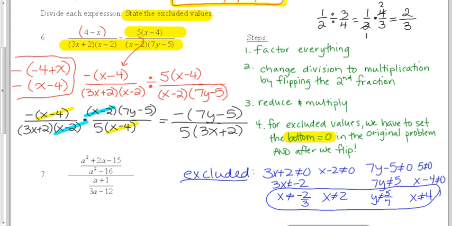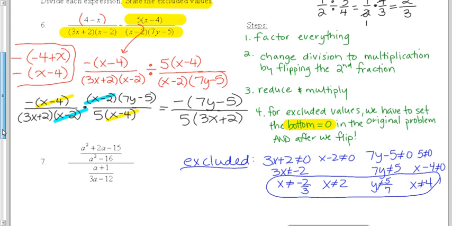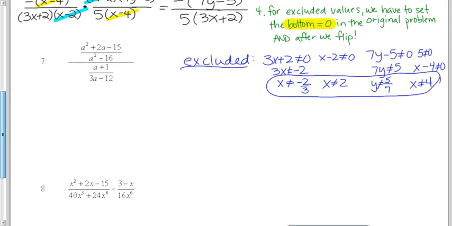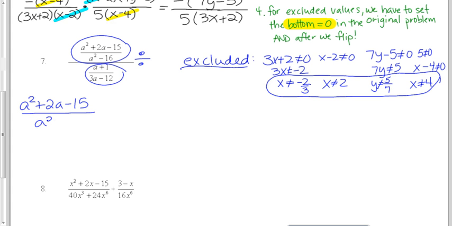In problem number 7, it's another division problem. It's just written differently. We know a fraction is division. This is called a complex fraction. All this really means is to take the top of the problem and then divide it by the bottom of the problem. So I could have written this as a squared plus 2a minus 15 over a squared minus 16 divided by a plus 1 over 3a minus 12.